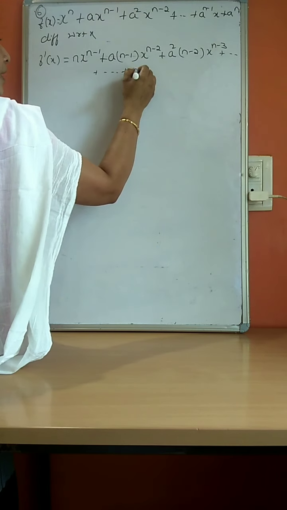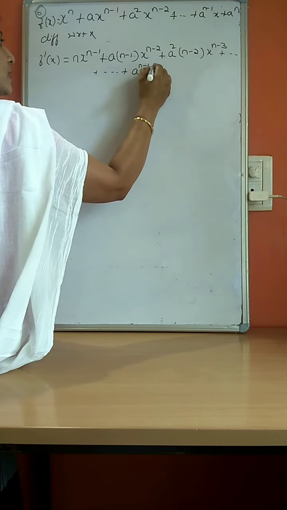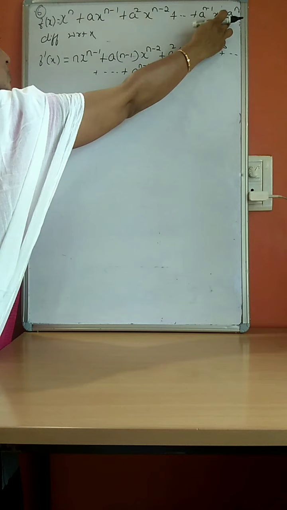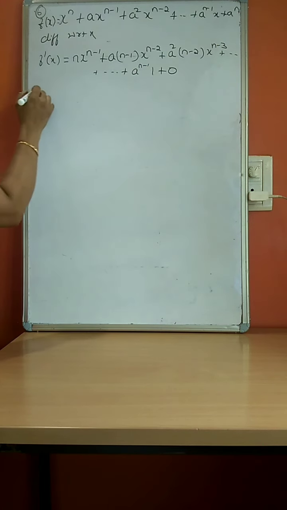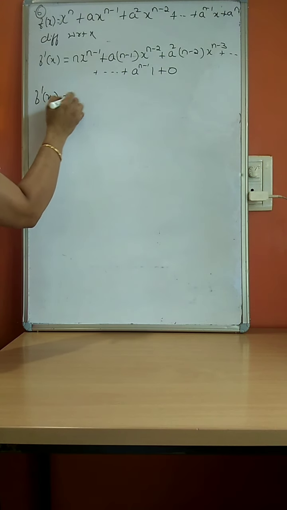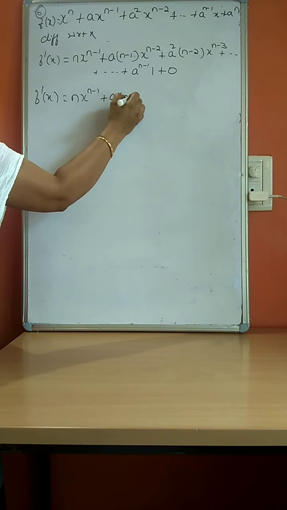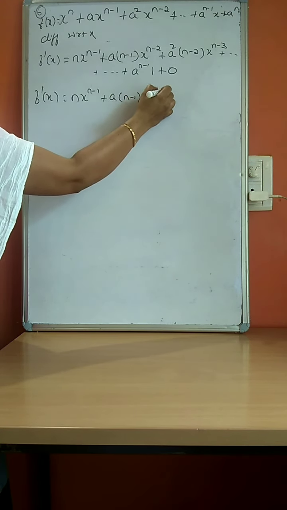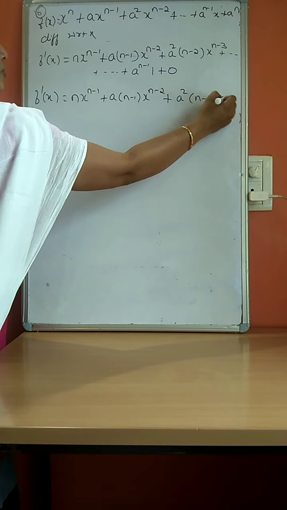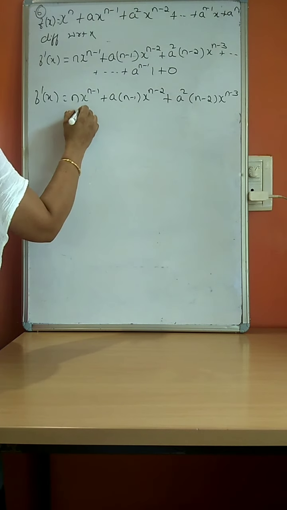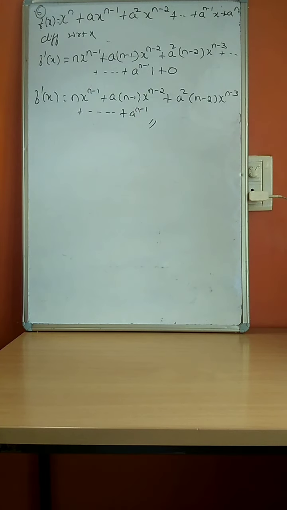The last term is a to the power of n minus 1, a constant. Constant into differentiation of x is 1, plus differentiation of any constant number is what? 0. Therefore, what we get? f dash of x is equal to n into x to the power of n minus 1, plus a into n minus 1 x to the power of n minus 2, plus a square into n minus 2 into x to the power of n minus 3, etc., plus a to the power of n minus 1 is the required solution.